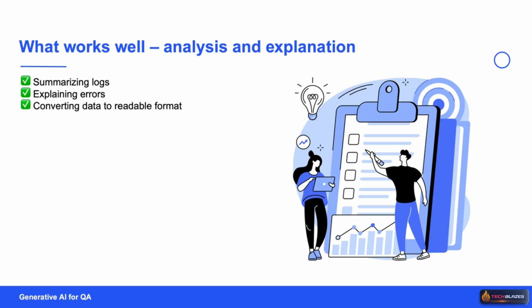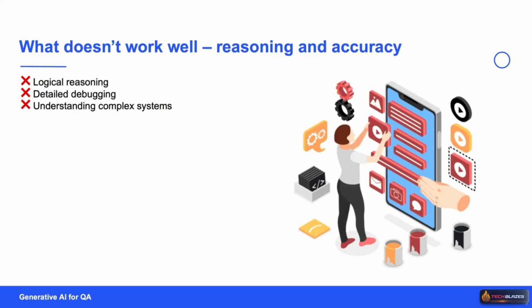It doesn't replace deep debugging, but it helps you get a clear first impression much faster. Now let's talk about what doesn't work so well. AI is not good at reasoning. It can't really understand the system like you do. It might explain why something failed, but often that explanation is just a guess.